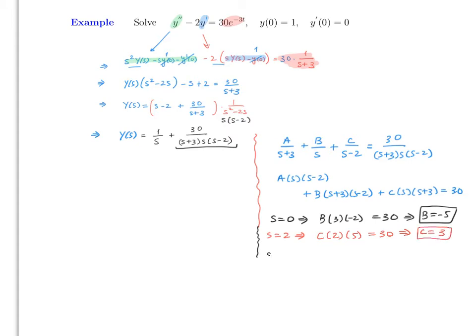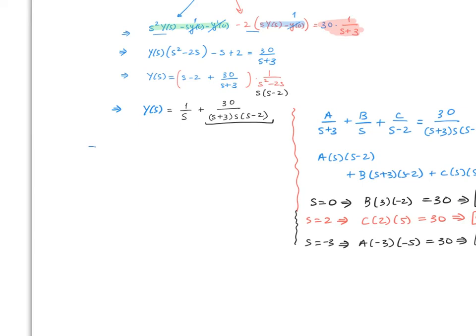Alright, so the last thing you should choose is negative 3. If we pick negative 3, now this one is gone, this one is gone, and you will have a times negative 3 times negative 5, and this should equal 30, so that means that a is going to be equal to 2.